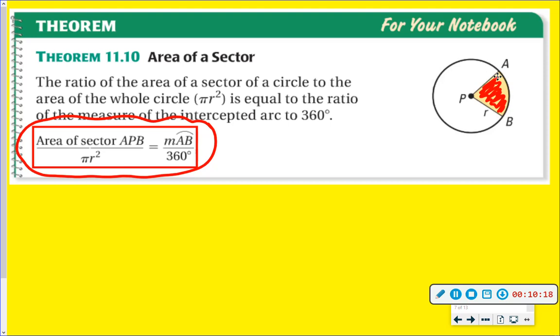So arc length was a piece of the circumference, the piece of the edge. You compared it to the circumference. A sector, a piece of the pie, we are comparing to the overall area of the entire circle. And then of course the angles are the same thing. You know a full circle is 360. We'll look at our central angle. So that is the formula. You'll get that on your quiz. You don't have to have it memorized, but it's always good to know.